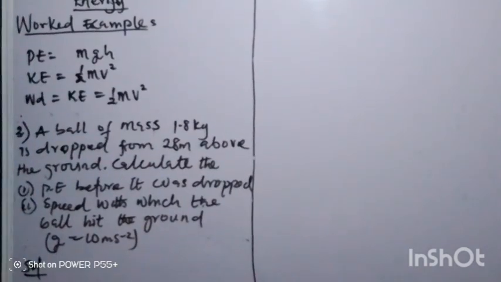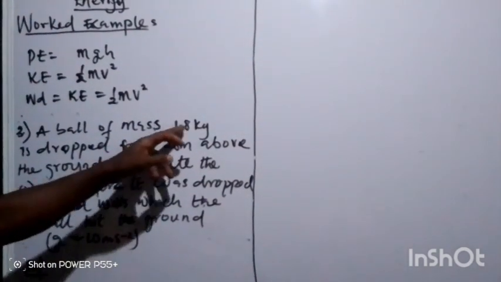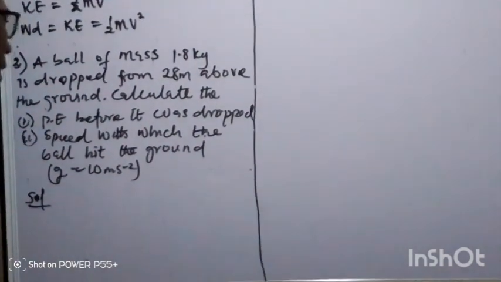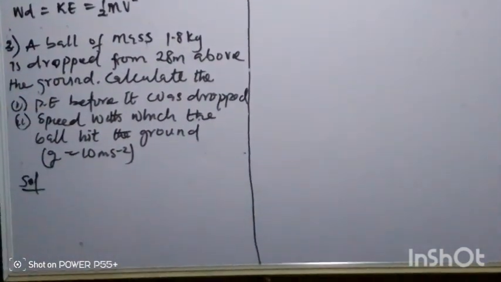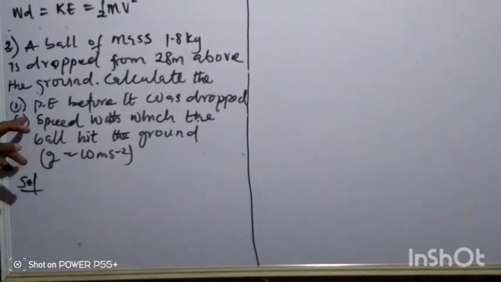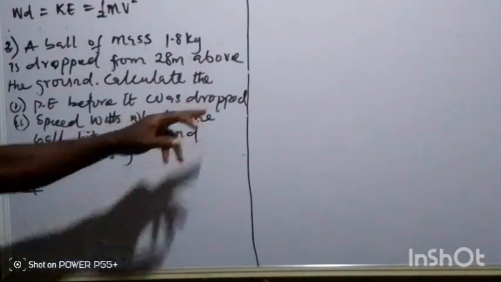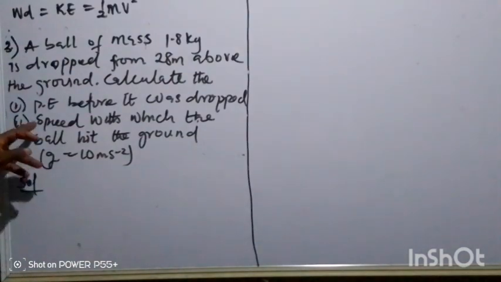Now let's take this one as example 3. A ball of mass 1.8 kg is dropped from 28 meters above the ground. Calculate 1, the potential energy before it was dropped, and 2, the speed with which the ball hits the ground. g is equal to 10 meters per second squared.